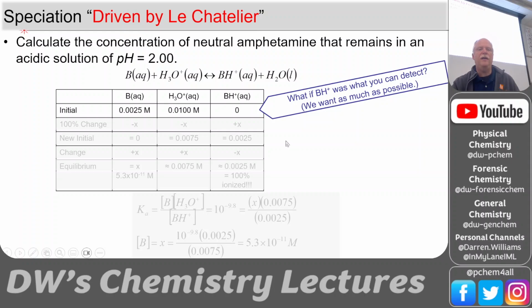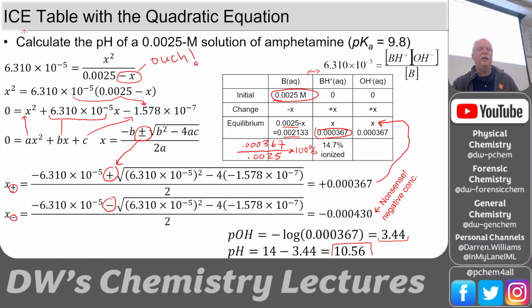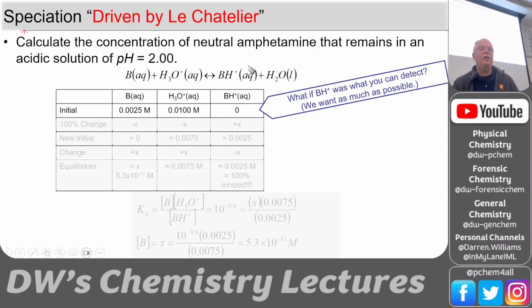Yeah. Okay. Now, if we could avoid doing the quadratic equation, that'd be great. So here's a technique that allows us to avoid doing the quadratic equation. And this is also a technique where we can drive the equilibrium by putting in acid. So in this case, calculate the concentration of neutral amphetamine that remains in an acidic solution of pH 2. So totally different situation. Big emphasis on this: we're driving it with acid.